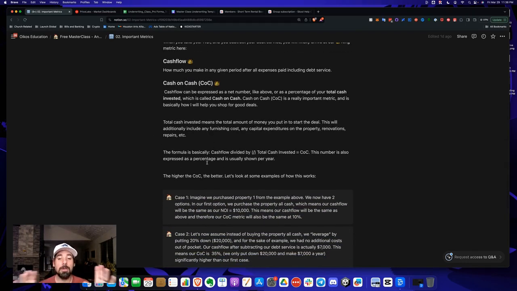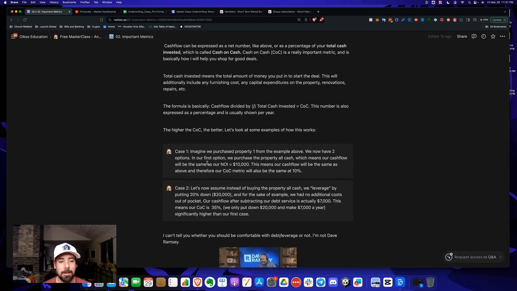What you're going to be doing is looking for properties based on their cash on cash, their percentage return. Let's do an example so you can understand it, because the higher the cash on cash, the better. So let's look at these examples.